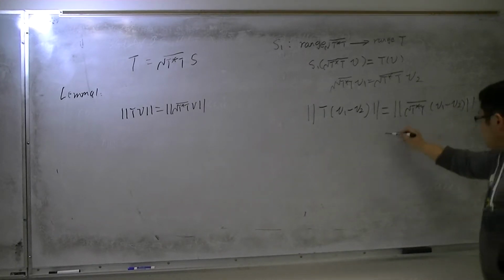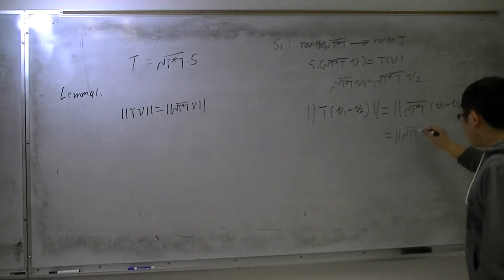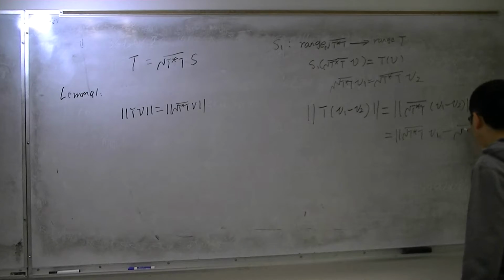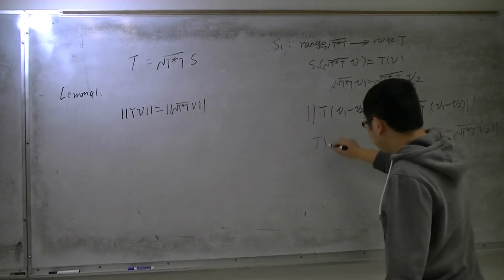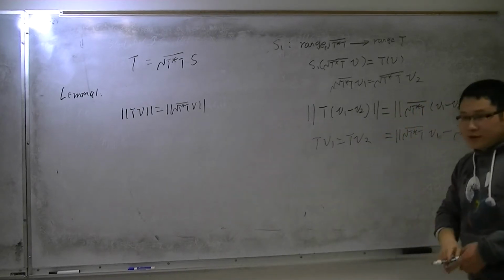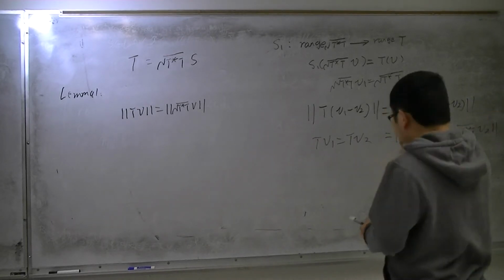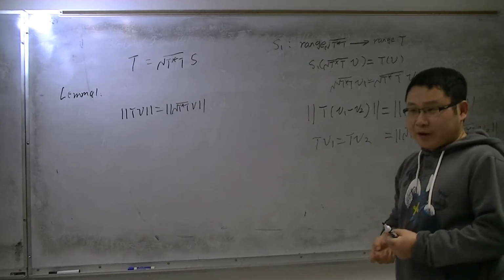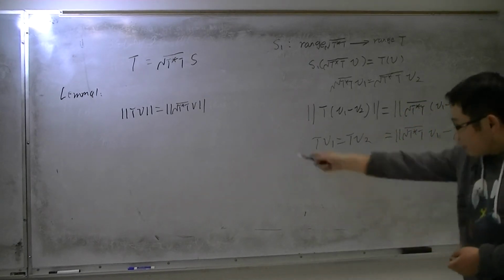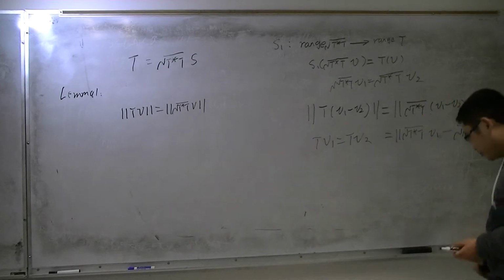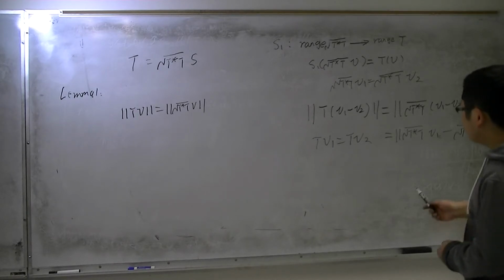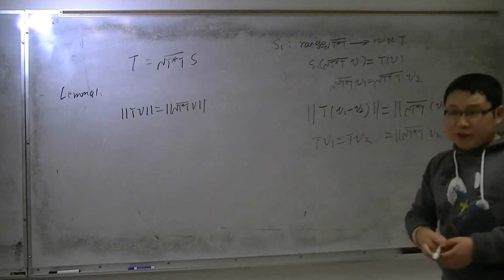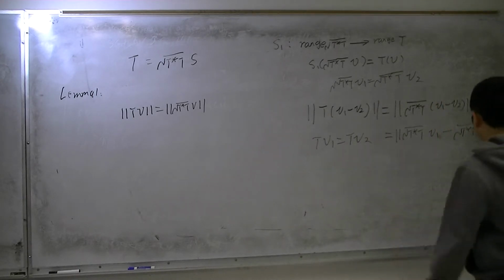if this is equal to T star T V1 and T star T V2, and if the value is equal, then TV1 is equal to TV2. So this proves that it's surely a mapping, from this condition and the lemma. So it's a mapping. The linear proof is very easy, and you can prove linearity from this condition.